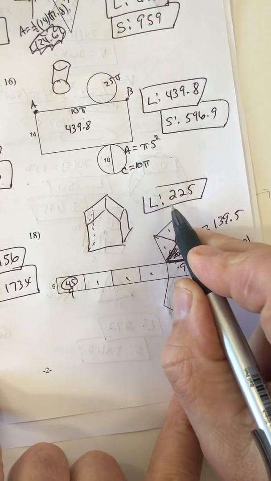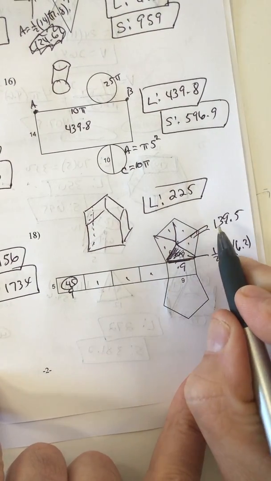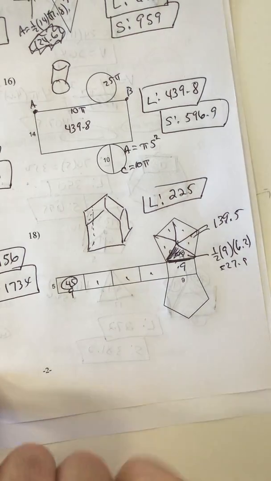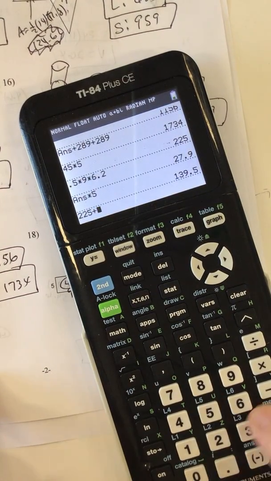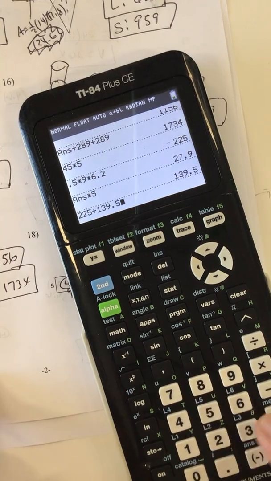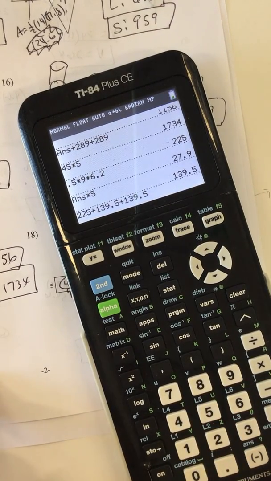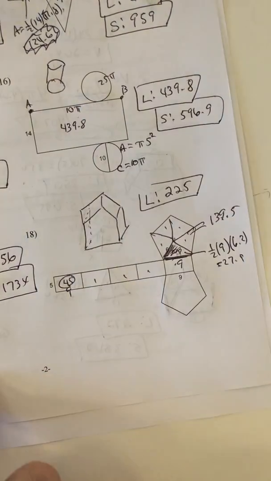Okay, so that's the top. So we've got our sides, 225. I need to add the top and another one for the bottom. So 225 plus the top, 139.5, plus the bottom, 139.5, 504.